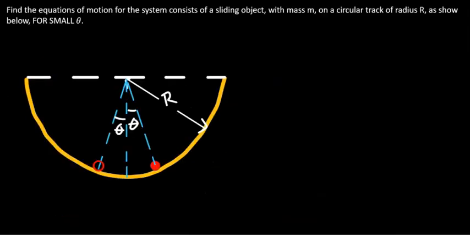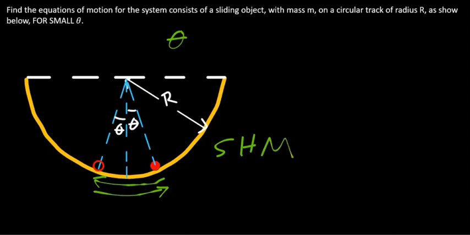Now let's look at this problem that asks us to find the equations of motion for the system, which consists of a sliding object with mass m on a circular track of radius r, for very small angle theta. So basically, if theta is small, then this object goes up under the influence of gravity to a certain point, and then it reverses. So basically what you have is a simple harmonic motion.